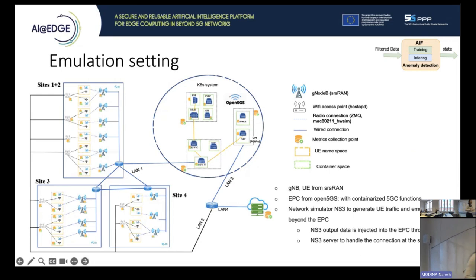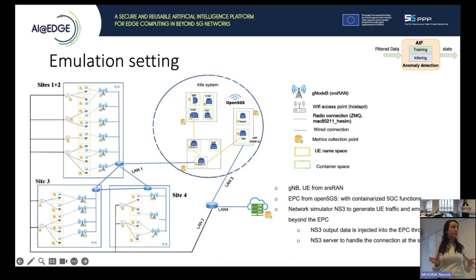We have here 3 sites, 3 physical servers that emulate the gNodeBs. The first one has the first 2 towers and is composed of 6 gNodeBs. Another physical server implements 4 gNodeBs, and the final one implements 3 other gNodeBs. We also have a Kubernetes system to deploy the core system, composed of three physical servers.